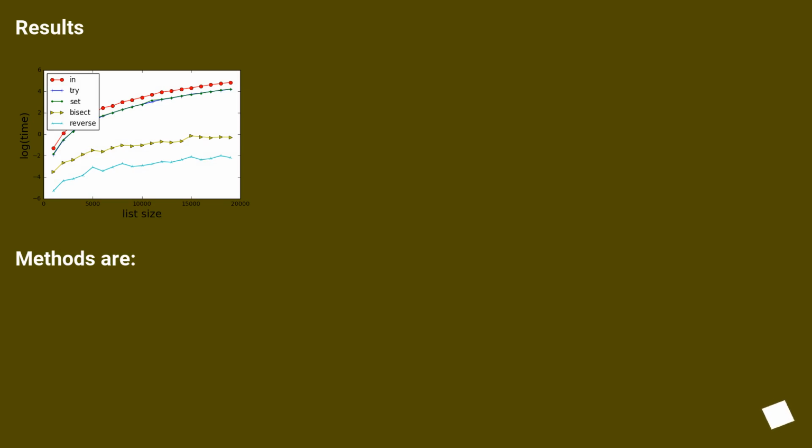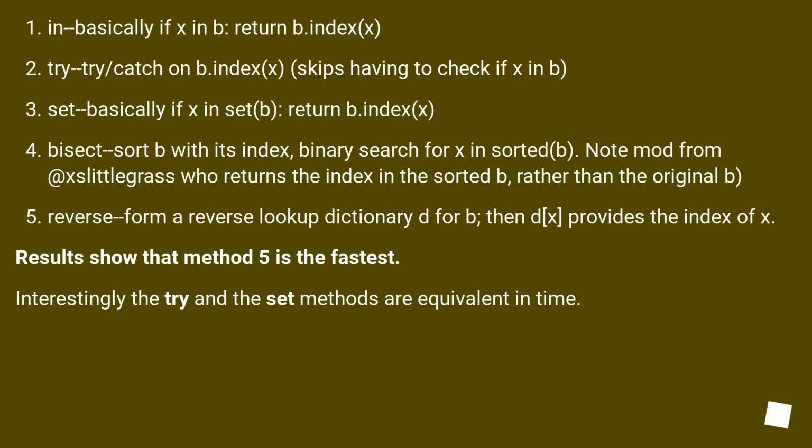Results. Methods are: in, basically if x in b, return b.index(x); try, try/except around b.index(x), without having to check if x in b; set, basically if x in set b, return b.index(x); bisect, sort b with its index, binary search for x in sorted b. Note the mod from the little grass code, which returns the index in the sorted b rather than the original b; reverse, form a reverse lookup dictionary d for b, then d[x] provides the index of x.